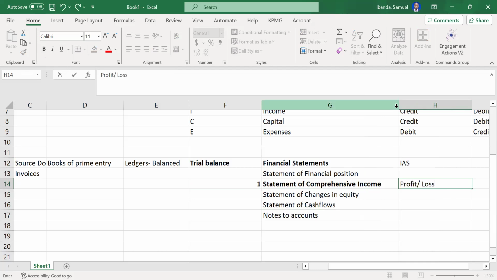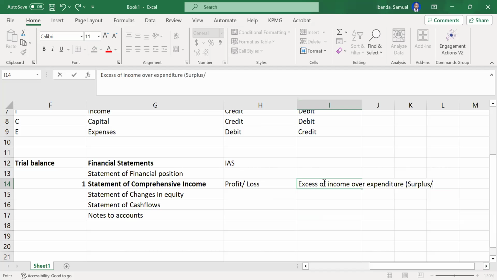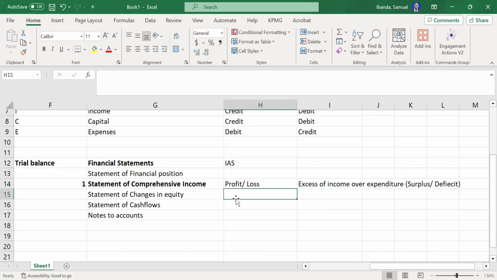Now, this is for the private sector. But when we look at things like not-for-profit organizations, this profit or loss may be called excess of income over expenditure, what other people may refer to as a surplus or deficit. So it's very important for you to be able to distinguish between the two things. Okay, just wanted to try the word deficit here for you to know. So we usually start with the statement of comprehensive income.